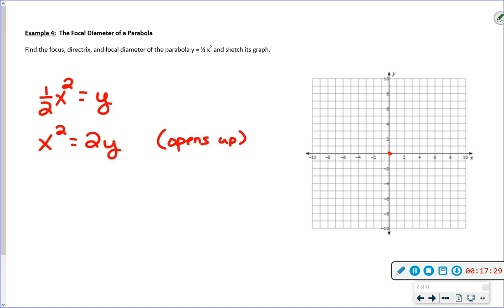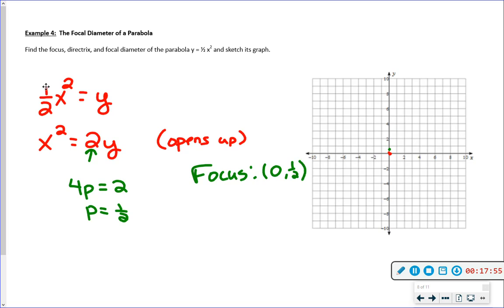It'll change eventually. Now remember, the coefficient on y is what 4p equals. So I'm going to divide by 4, we get a half. So to mark out your focus, you go the same direction you open, because it has to be inside that parabola. So I'm going to go up a half unit. So I'm at 0, a half. My directrix is the opposite direction, and it's going to be a horizontal line because my parabola is going to open away from it.